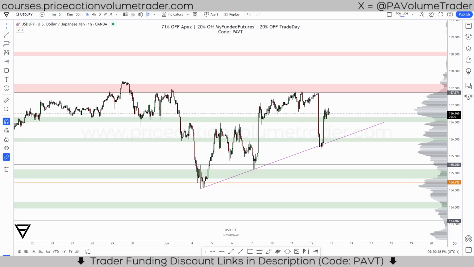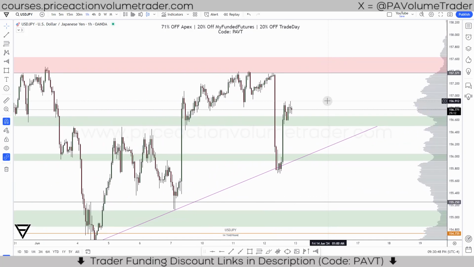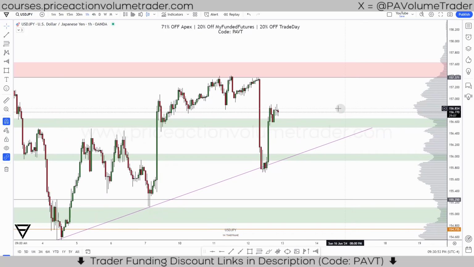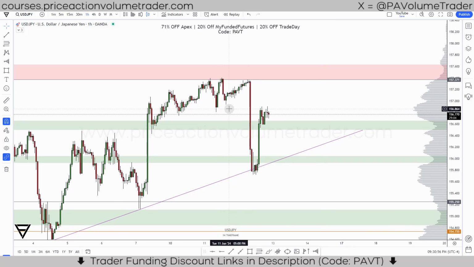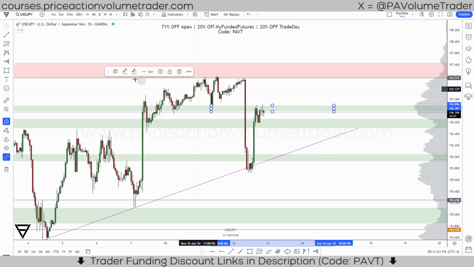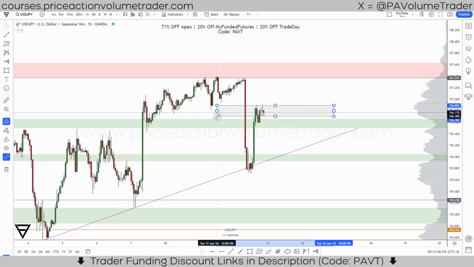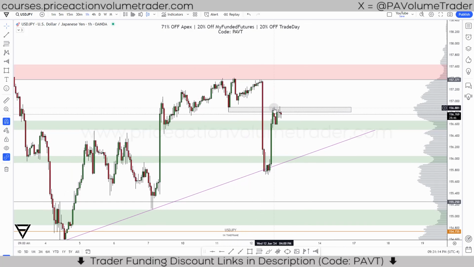But I'm going to mark it off since that's an important level of support. Then I do like to identify broken swing levels. And you can see, for example, here, this has been a pretty significant area. So I like to just take the rectangle and I just use a block drawing. So for example, this, you can see this has been a pretty significant area right over here.